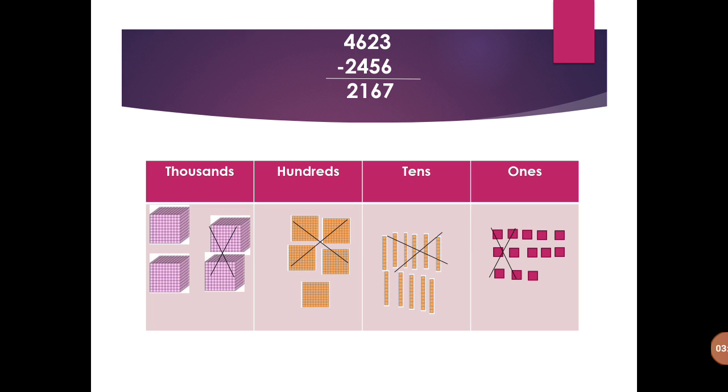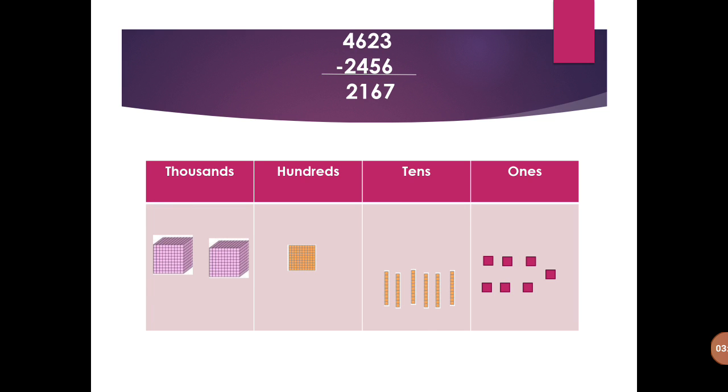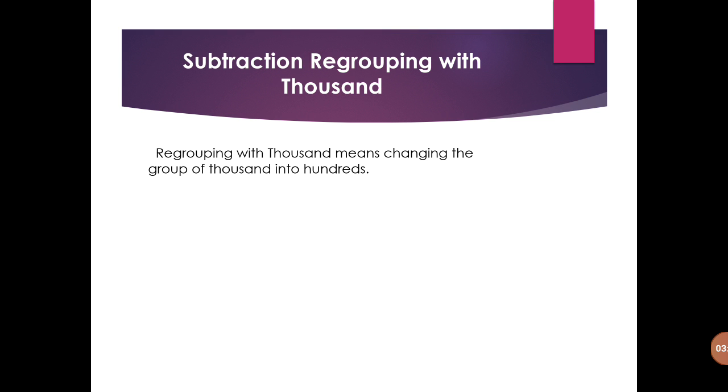11 minus 5 is 6, and then 5 minus 4 is 1, and 4 minus 2 is 2. So the difference is 2167.